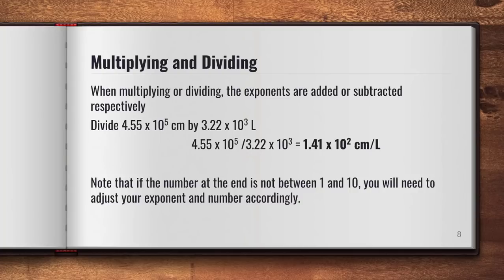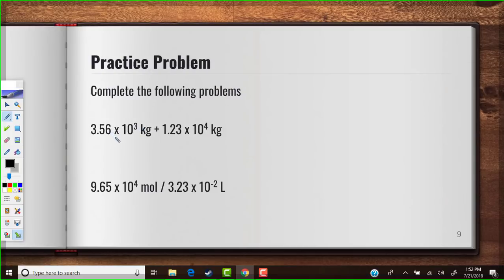So now let's do some practice problems together. Alright, so let's do some of these practice problems together. We've got 3.56 times 10 to the 3rd kilograms plus 1.23 times 10 to the 4th. Now if you remember the rule, we have to make sure that the exponents are the same before we add them. Well, here we have a 3 and here we have a 4. So in order to do this, we can either move this decimal point to the right one, which will give us times 10 to the 3rd, or move this decimal point to the left, which will give us times 10 to the 4th. I'm going to move this over to the left, because I think that's going to make things a little bit easier.